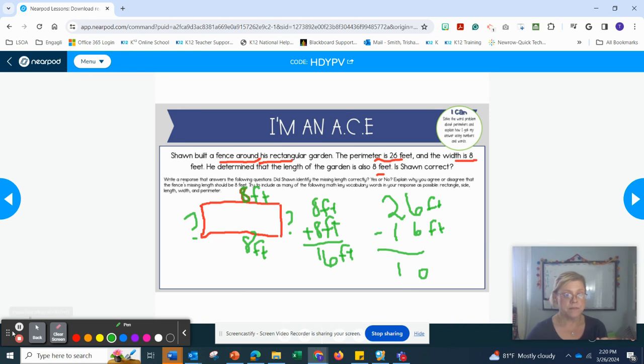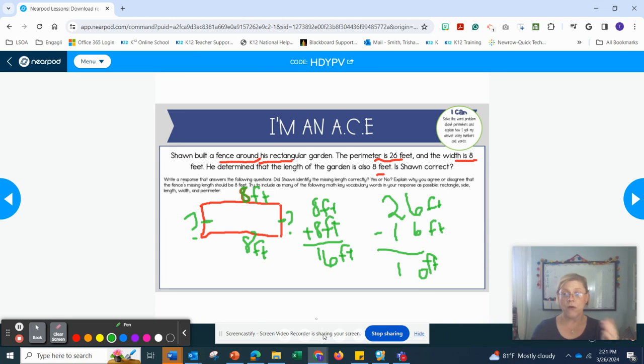All right. So I have 10 feet left. Now, with that 10 feet, I need to fill in my length. So I need to put some of that here and some of that here. How can that one grouping of 10 feet go into those two lengths?